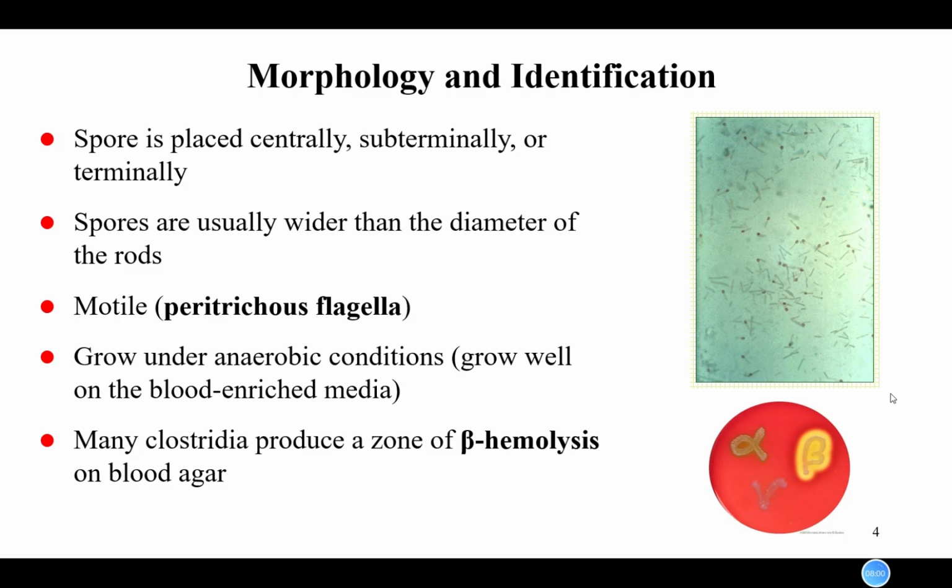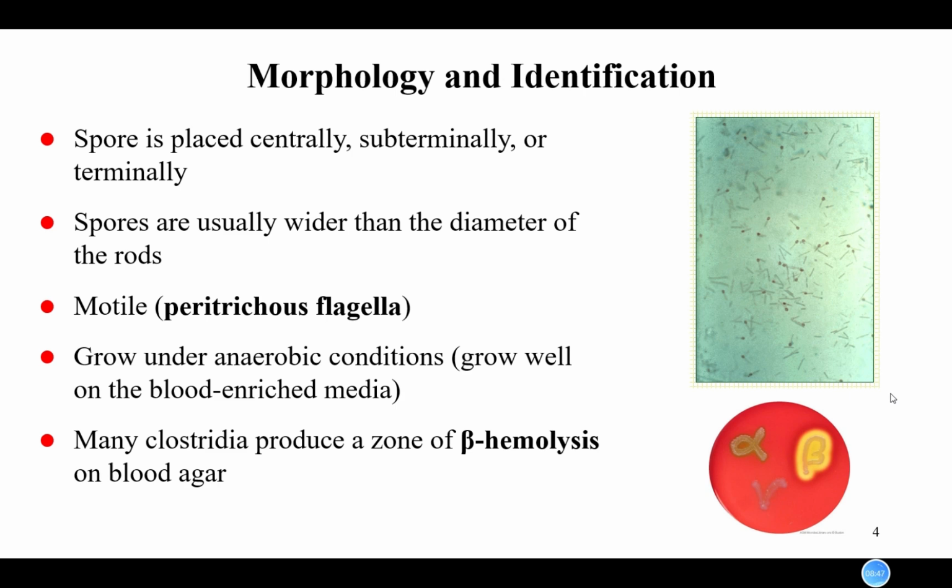And most of them are motile because they produce peritrichous flagella. But there are also some exceptions, such as perfringens, which does not produce flagella. They grow under anaerobic conditions, and they grow well on blood-enriched medium, on media containing fresh red blood cells or blood components. Which means that those pathogens have evolved together with animals and humans for a long time. So they require the nutrients in the blood.